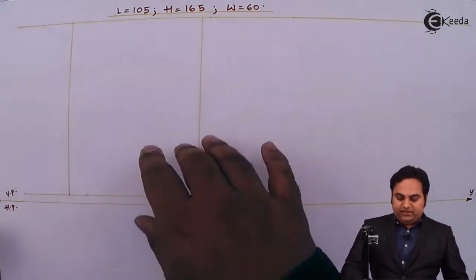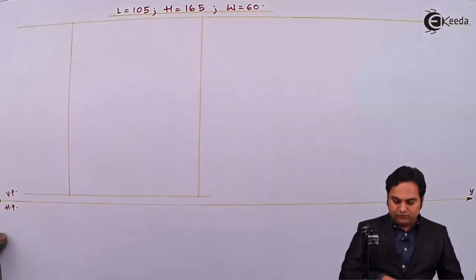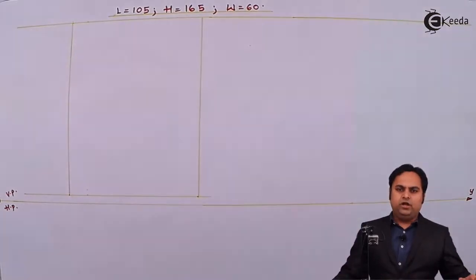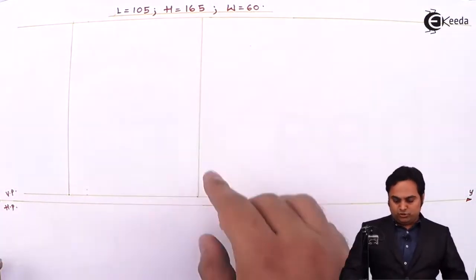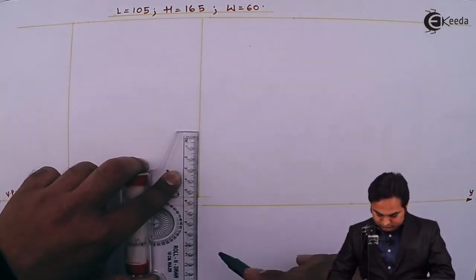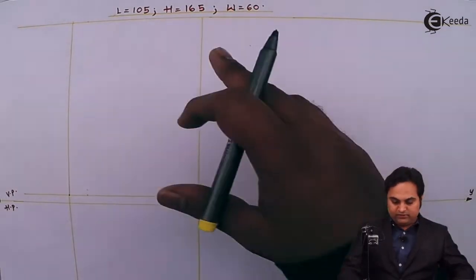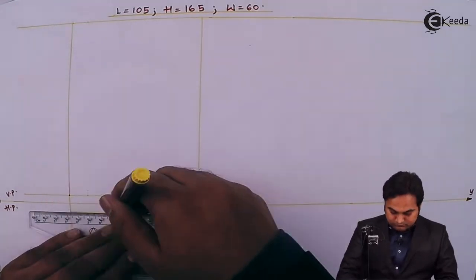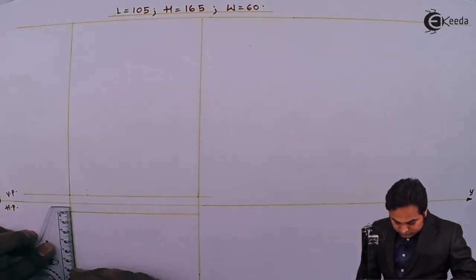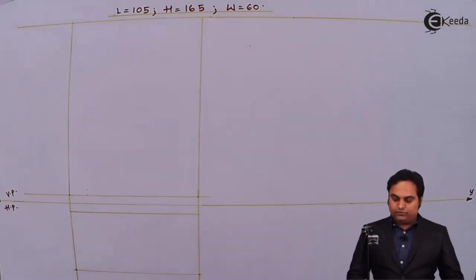So here I have a rectangle whose length is 105 mm and the height is 165 mm, inside which I'm going to draw the front view. Next, for the top view, the height of the object is not visible, but only length and width are visible. So the length, I'm going to project as it is, like here. Then the width is 60 mm. Now, inside this rectangle, I am going to draw the top view.